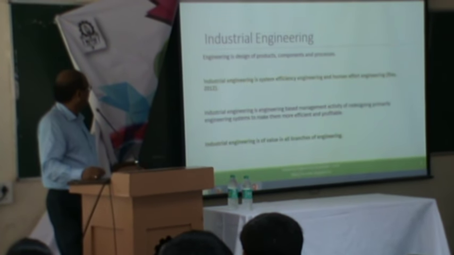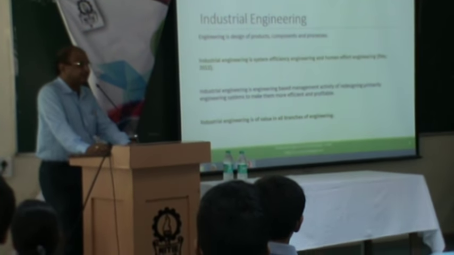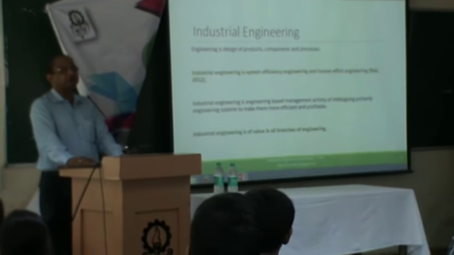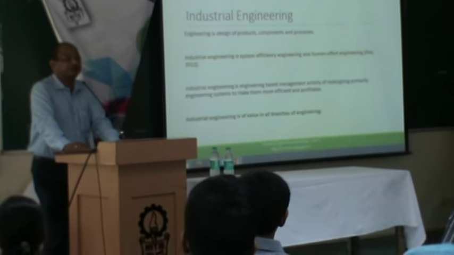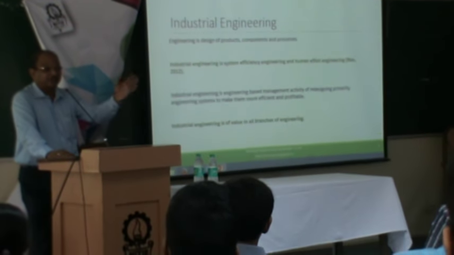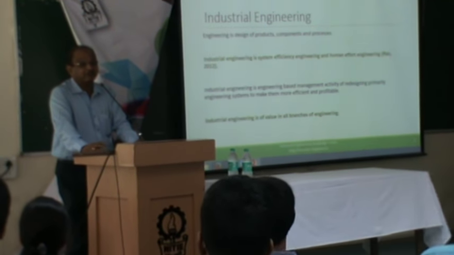Right. So once again we give the same point. What is engineering? It is design of products, components and processes, and of course the subsequent production of the particular thing, the servicing, maintenance, testing, all those things are coming once you are getting into the design of the product. And industrial engineering, I try to explain as system efficiency engineering and human effort engineering. This is where we are talking about the purpose of industrial engineering. Purpose of industrial engineering is efficiency improvement. An already designed engineering system is there, and you should be able to increase its economical efficiency further.